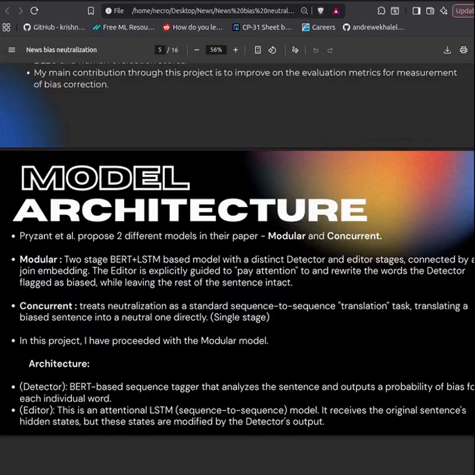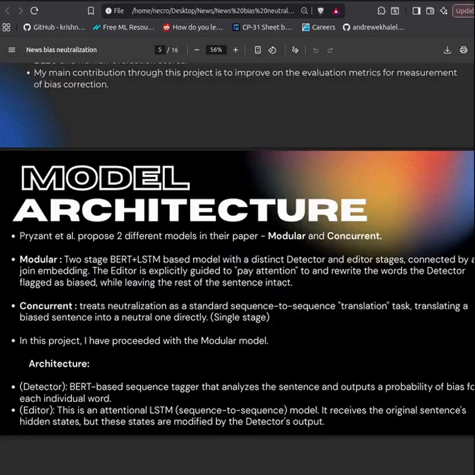This paper presented two architectures, the modular and the concurrent model. The modular model is a two-stage system. It has an explicit detector, which is basically a BERT classifier that finds the biased words, and there's an editor which is an LSTM with attention that rewrites them. The detector guides the editor using joint embeddings. The other model, which is the concurrent model, is a single end-to-end system that treats neutralization as a direct translation task from bias to neutral.